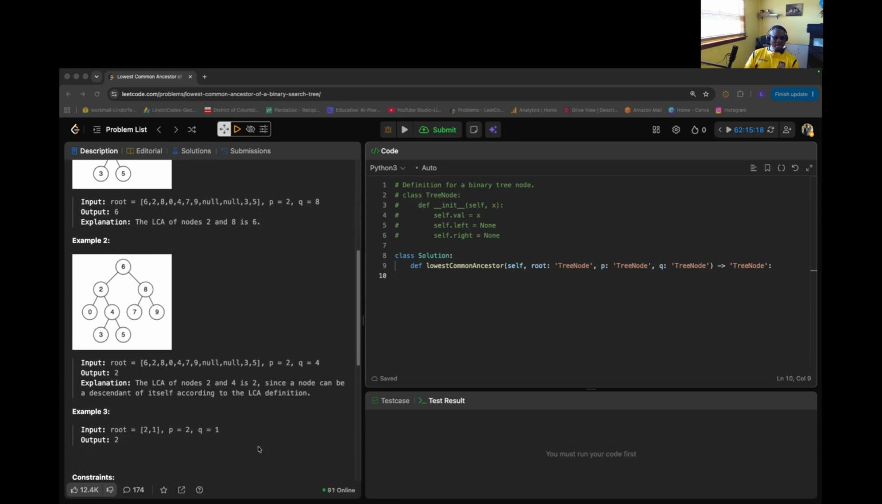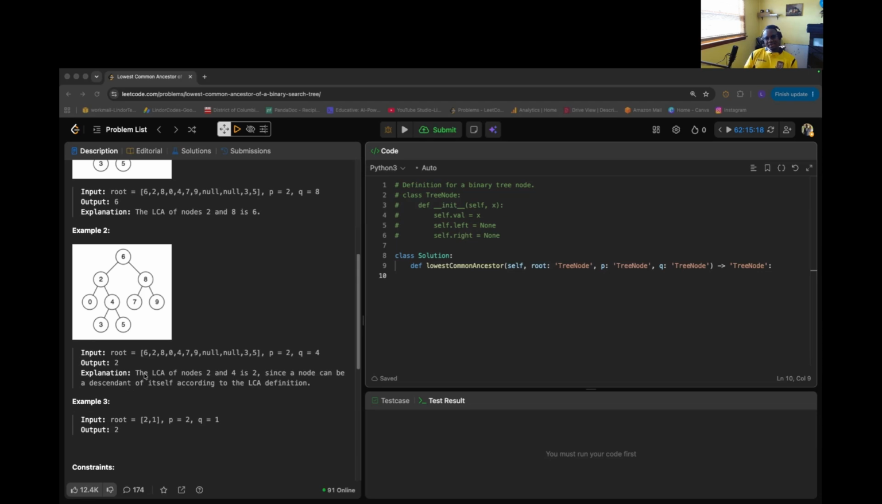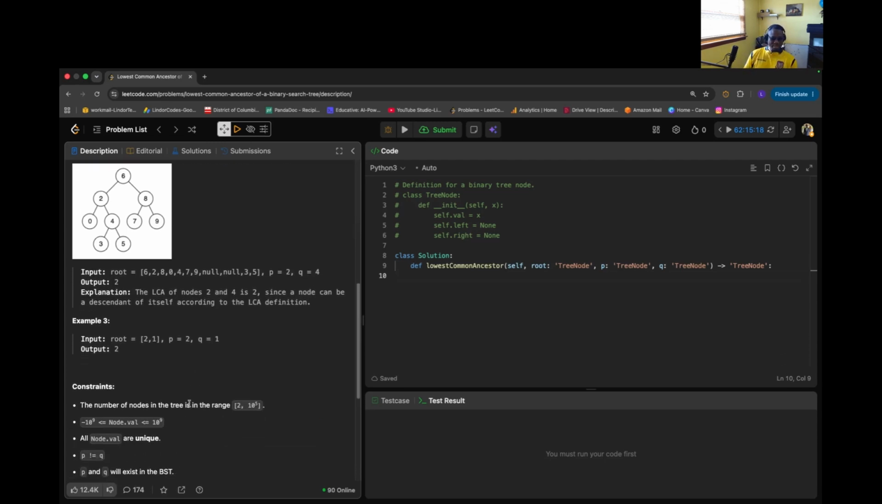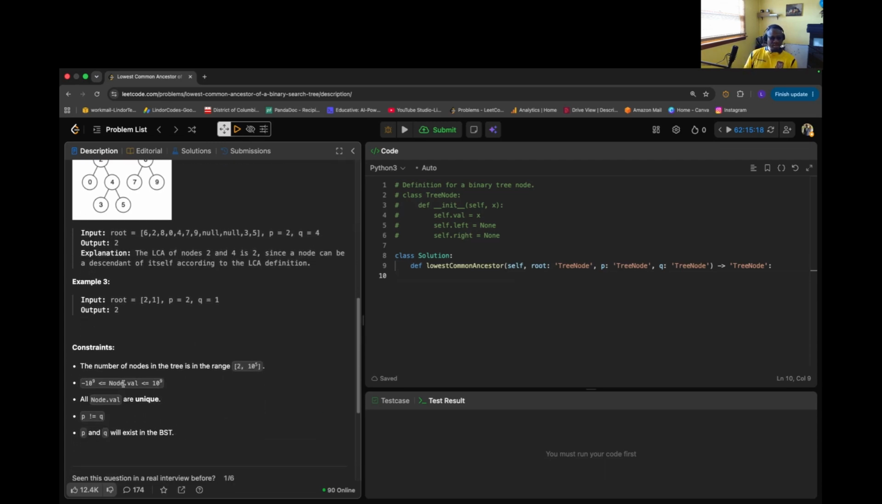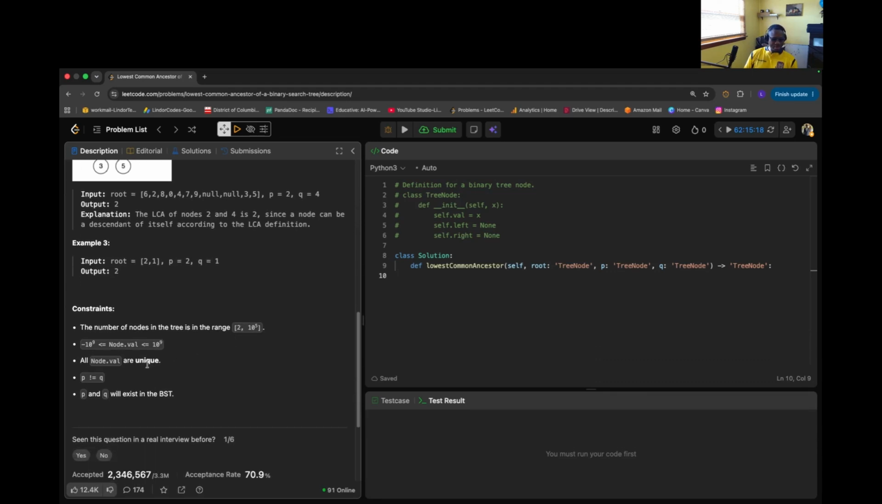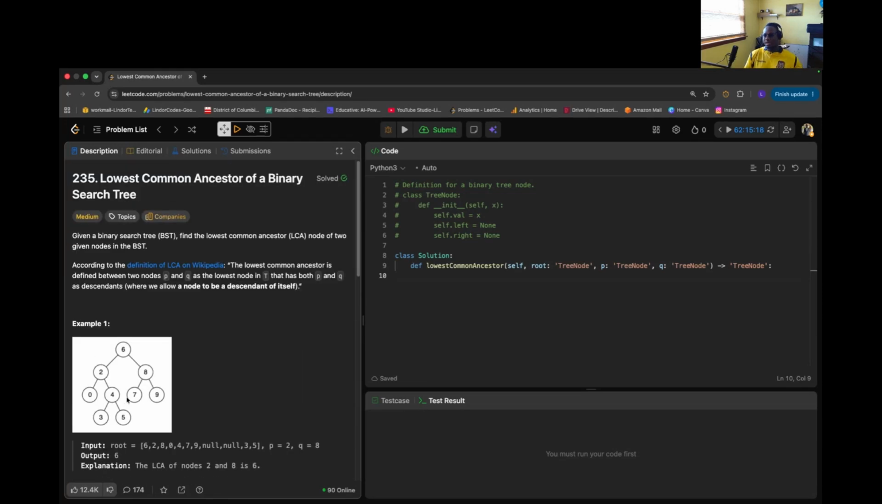Okay? And I think this example makes more sense if we just saw a tree with just a root and a child. I think it'd be easier to understand it that way. But with that being said, if we look at the constraints here, nothing too crazy. We're guaranteed nodes inside of our tree. All the values are unique. P is not equal to Q, and P and Q will exist in the binary search tree.